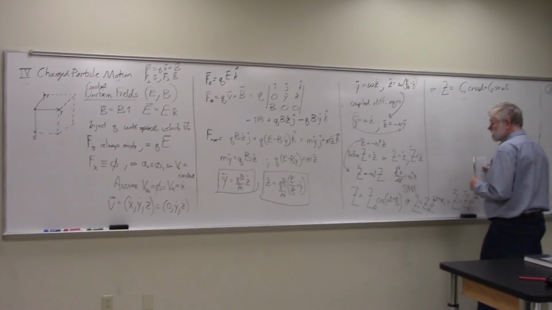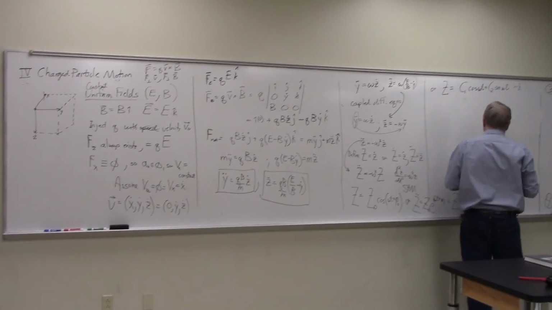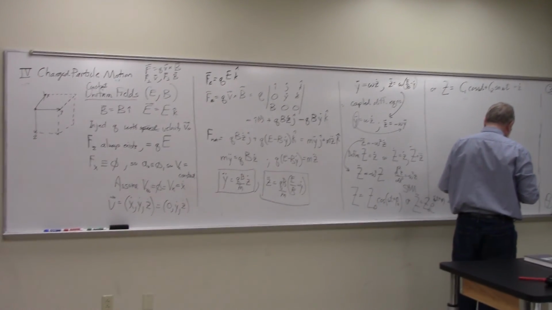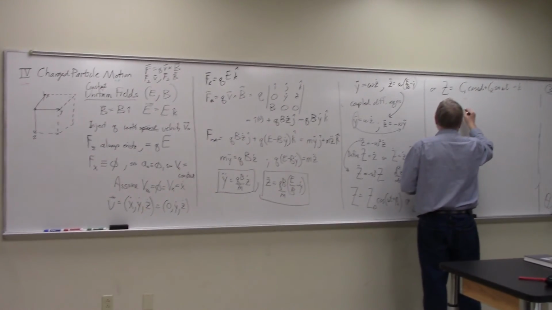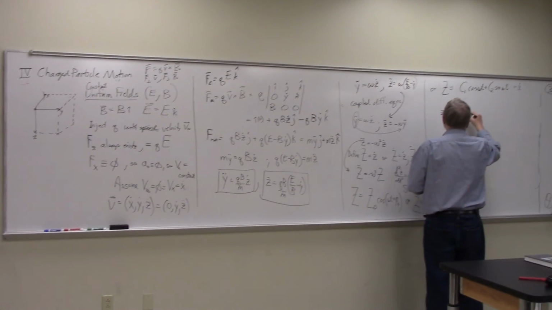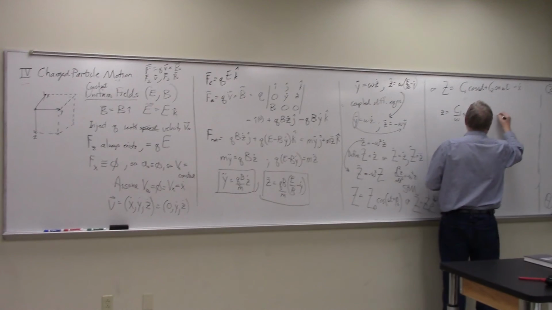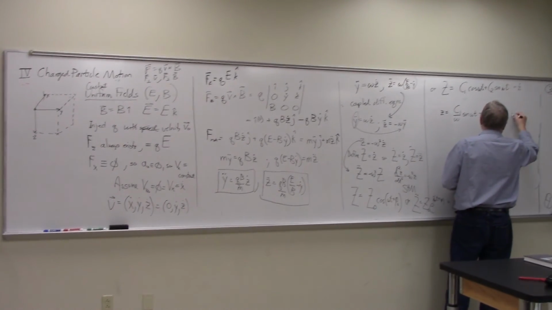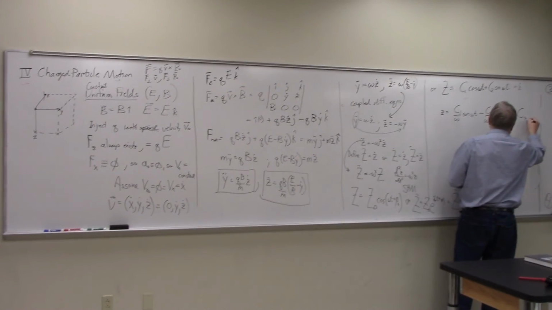Well, what is big Z? Big Z is Z dot. So I know what Z dot is. So now let's find Z, and just integrate. C1 over omega sine omega t minus C2 over omega cosine omega t plus some constant. And if you're clever, C3.